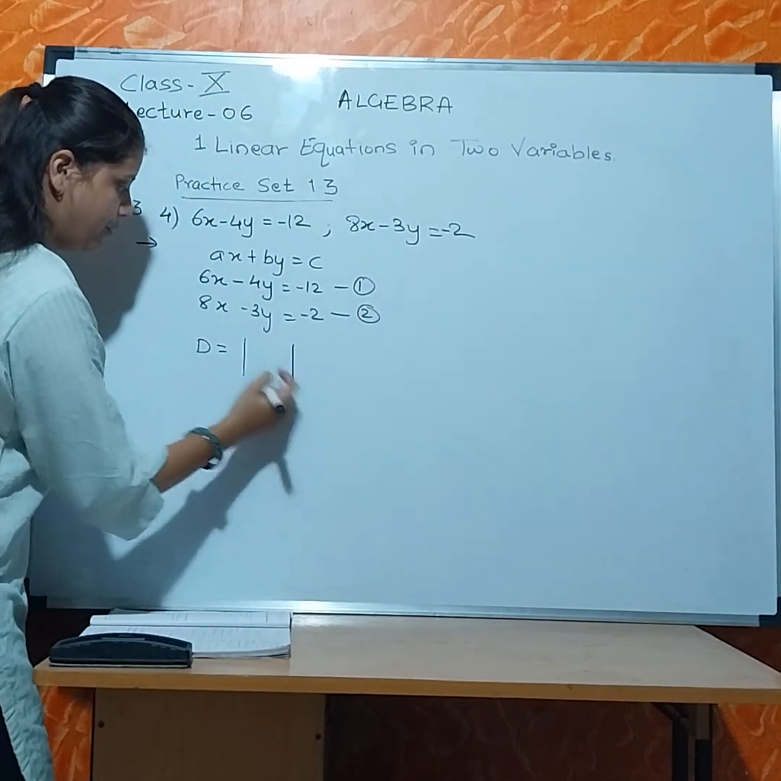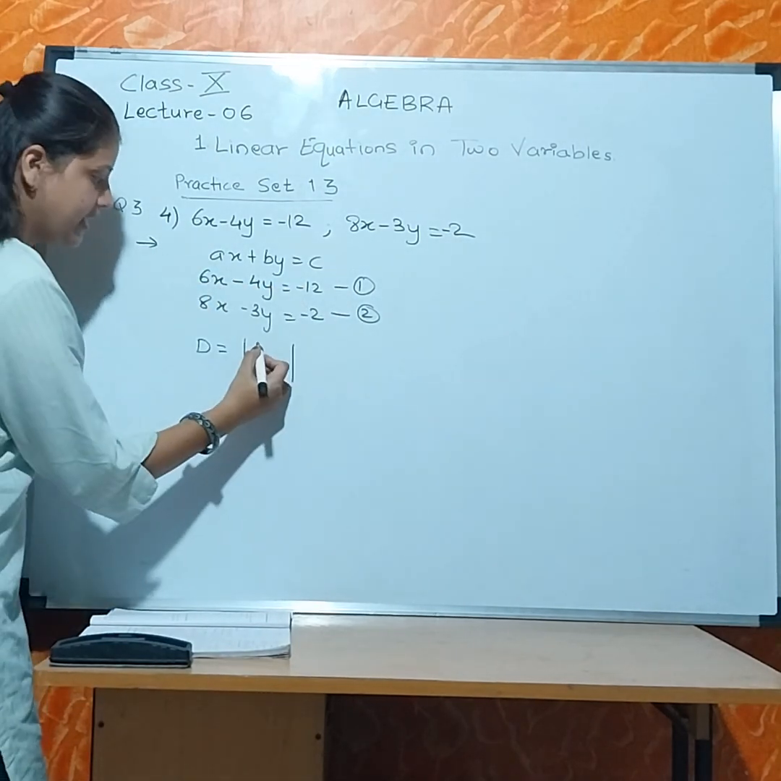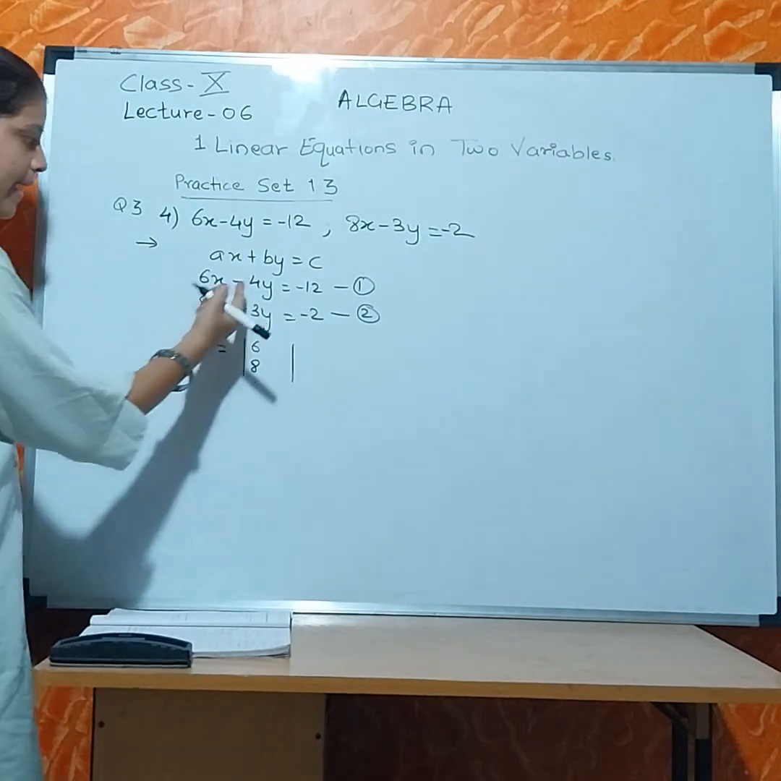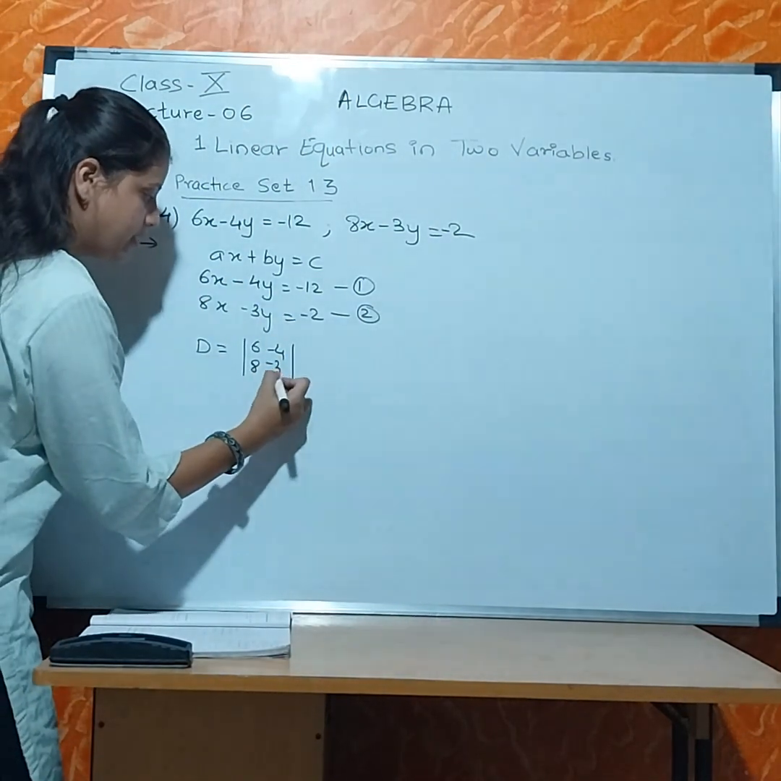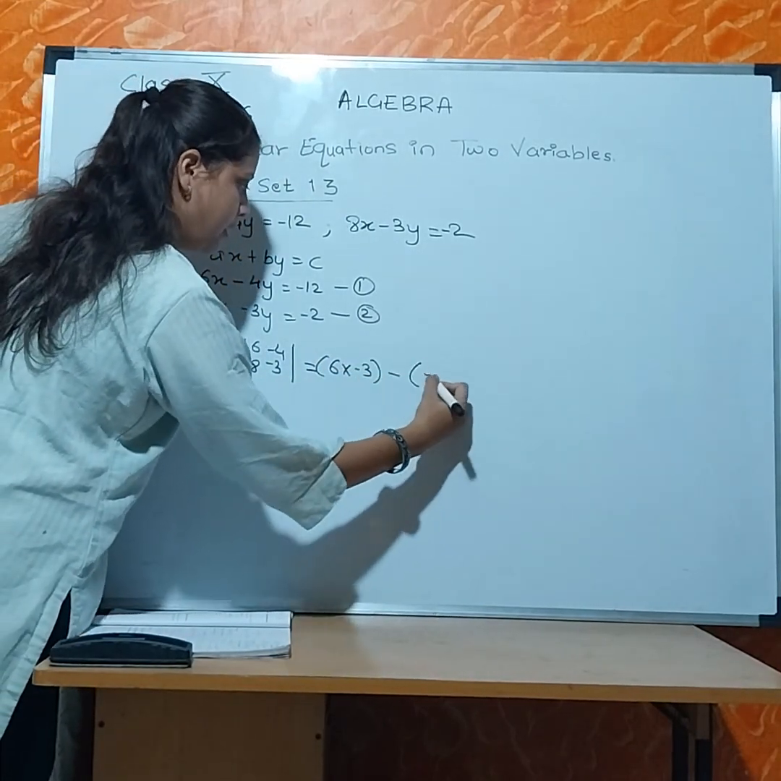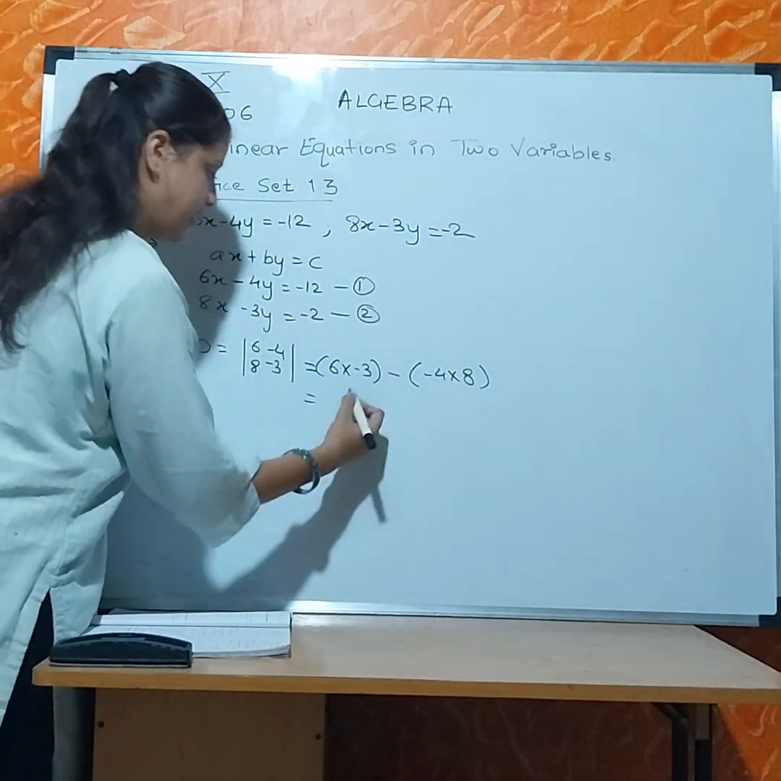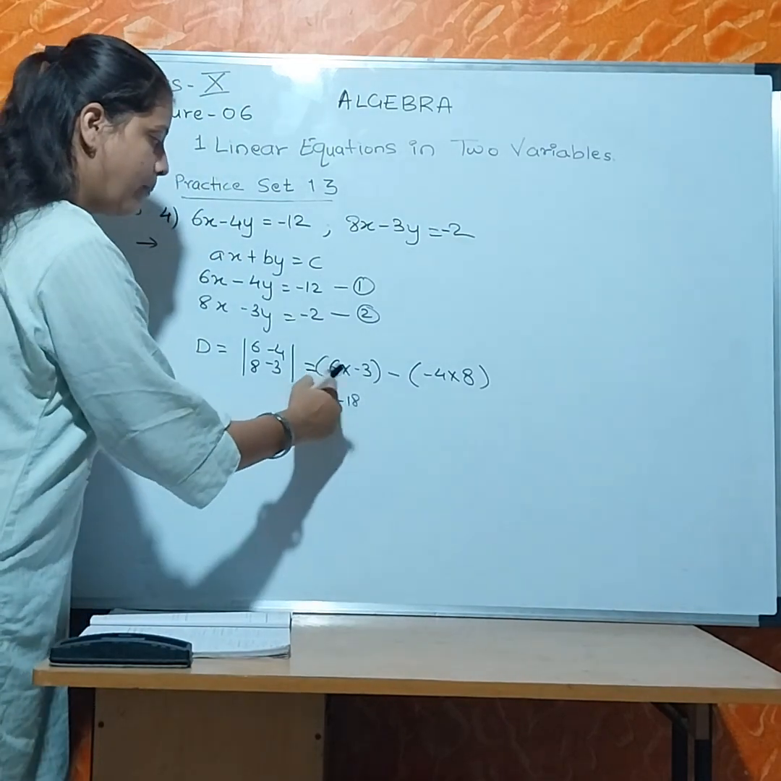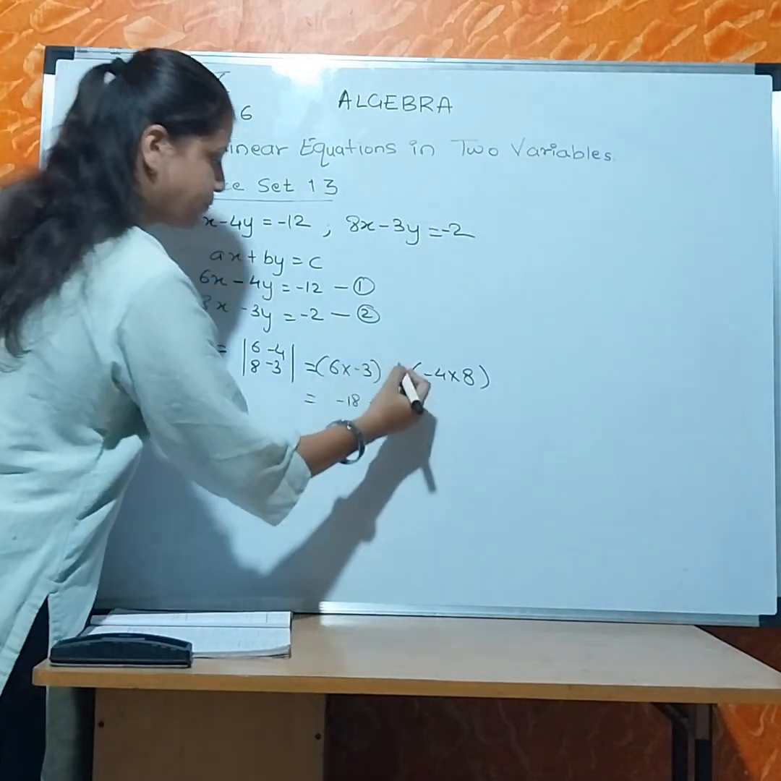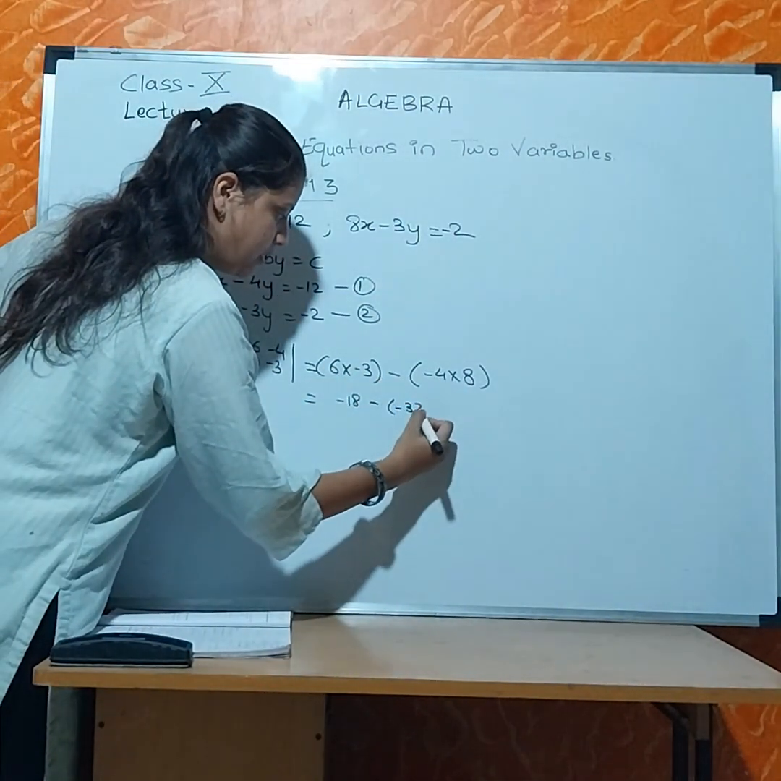So here first we will put the coefficients of x. So in equation 1 the x coefficient is 6 and in equation 2 it is 8. Similarly coefficients of y, minus 4 and minus 3. So that is equal to 6 into minus 3 minus minus 4 into 8. So 6 into minus 3, what is the answer? 6 threes are 18, but plus minus becomes minus. The between sign is negative and next it becomes 8 fours are 32 and minus plus minus 32.